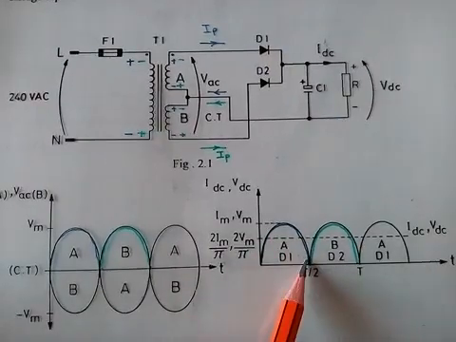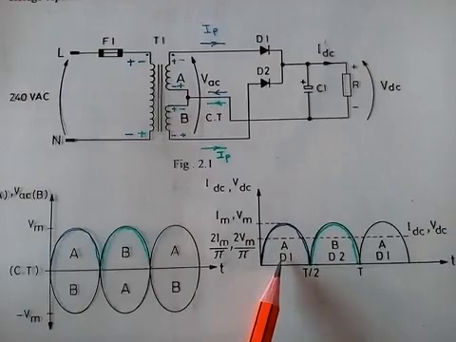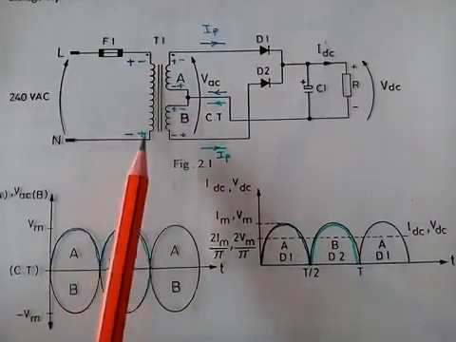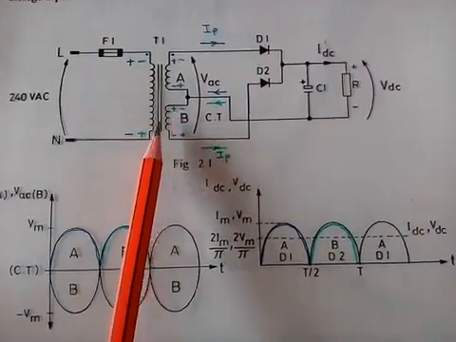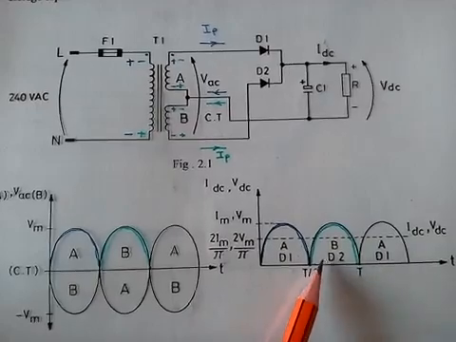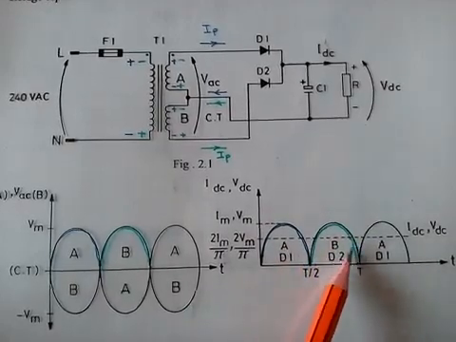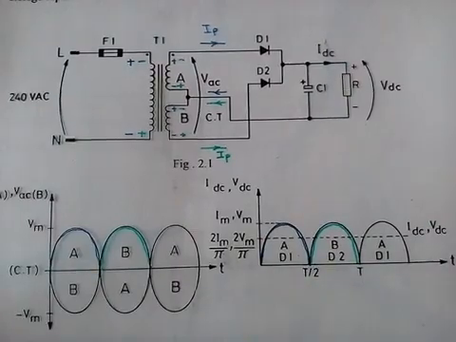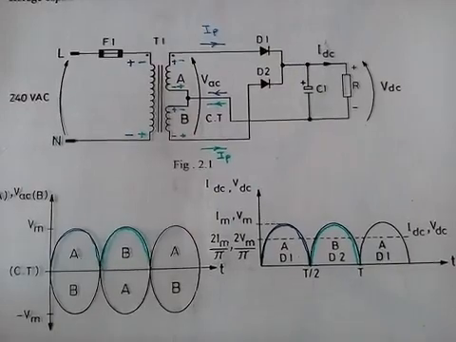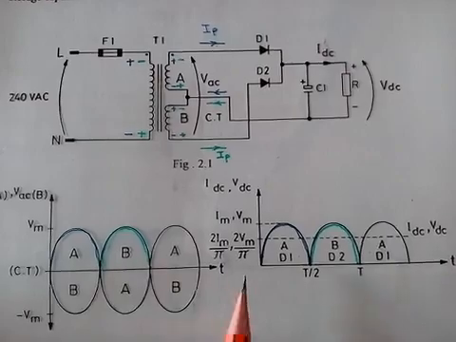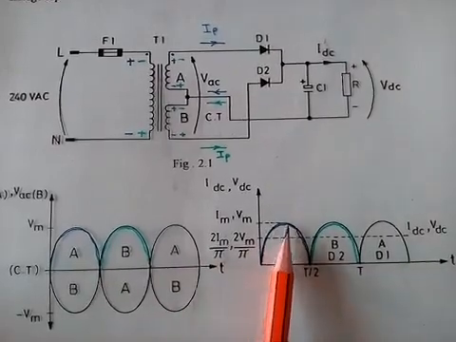So this peak in here is for D1 and winding A, and when the polarities are reversed, as we see the green ones, winding B will be in action through D2. And as we see, since we are not using a smoothing cap, the output is not smoothed.